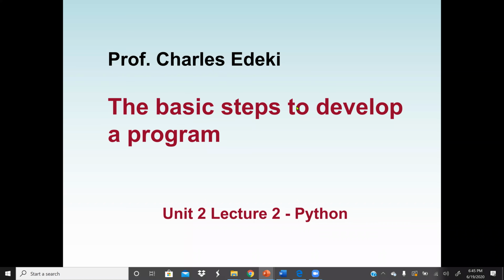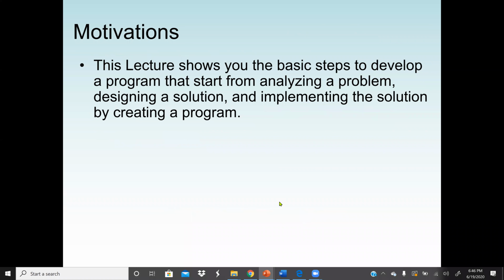In this lecture, we're going to study the basic steps to develop a program. Normally, this topic is covered in a software engineering course or a system analysis and design course. So our motivation here is that this lecture will show you the basic steps to develop a program, starting from analyzing a problem, designing a solution, and implementing the solution by creating a program.